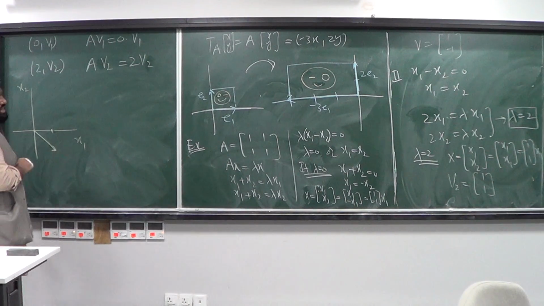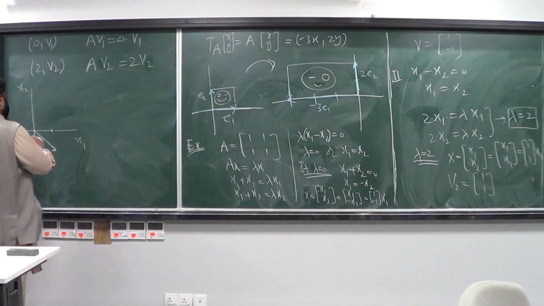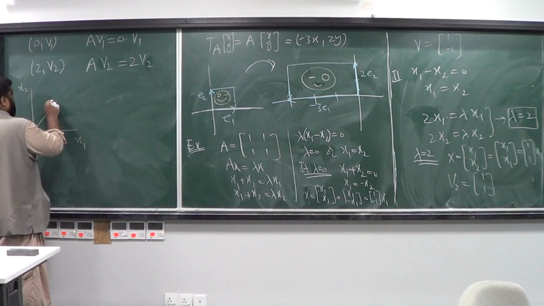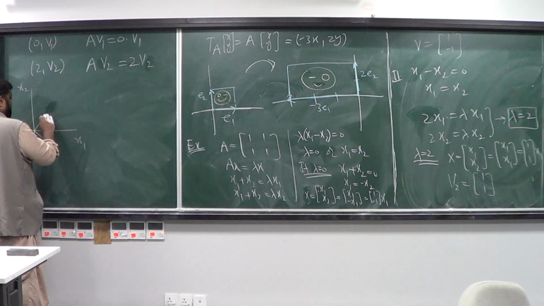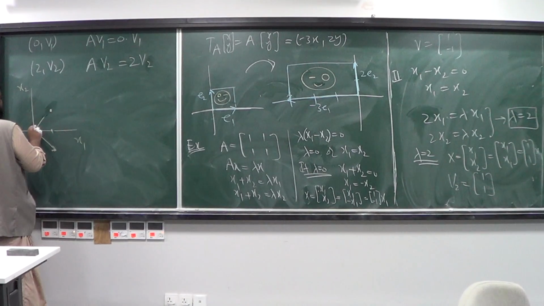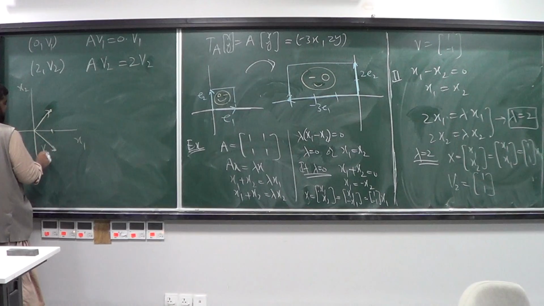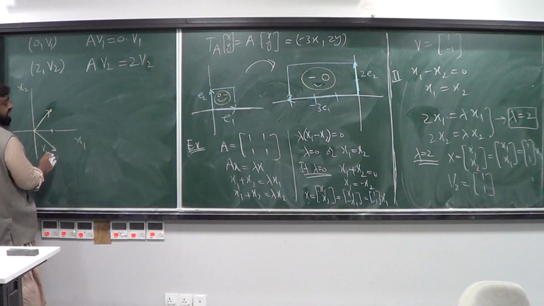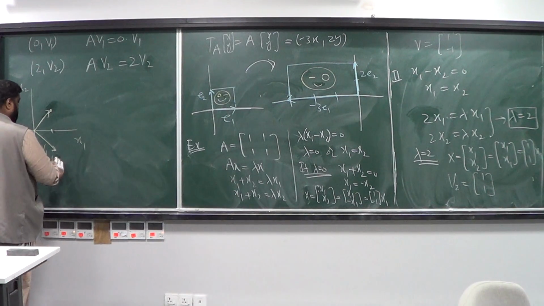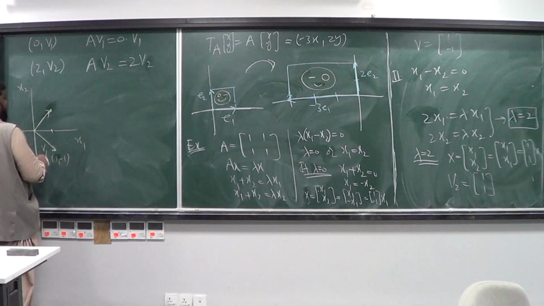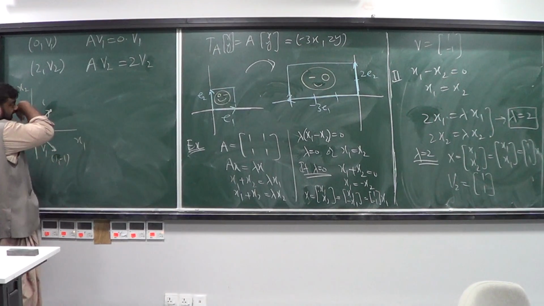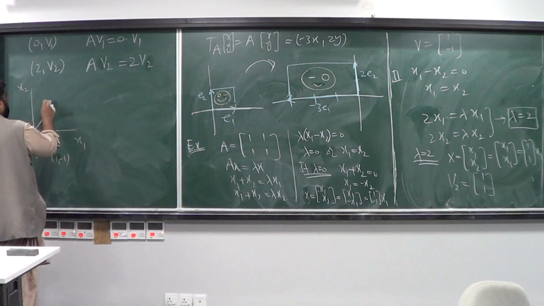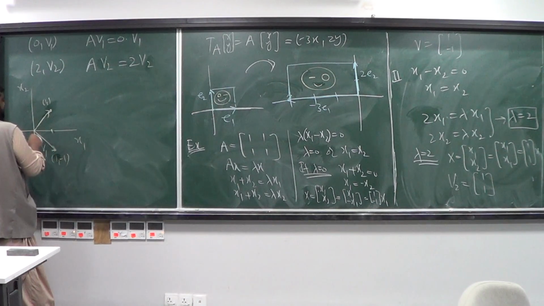Now what is vector v2, which is (1, 1)? It's going to be some point here, and this is really the point (1, 1). So this is my vector corresponding to the point (1, 1).